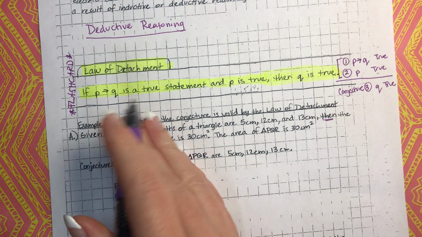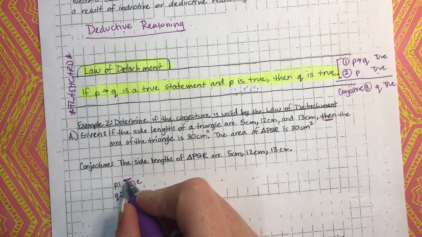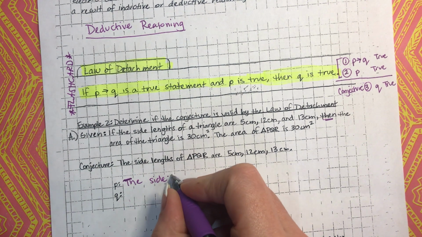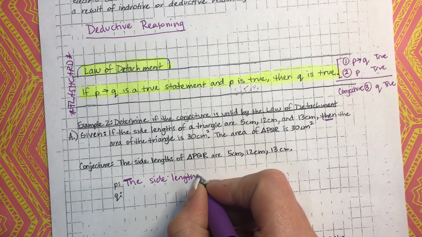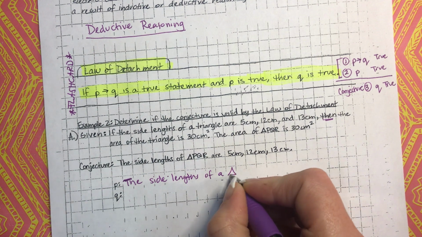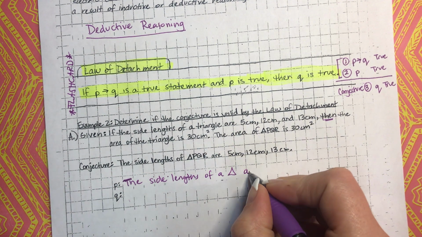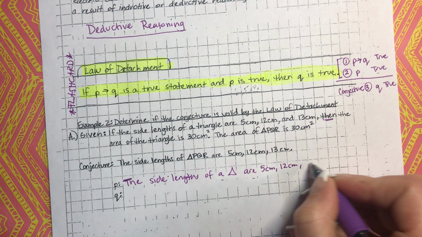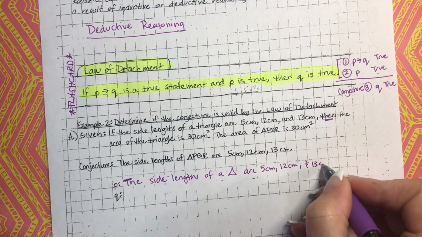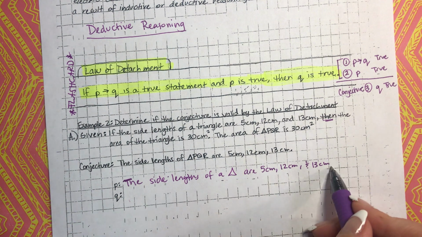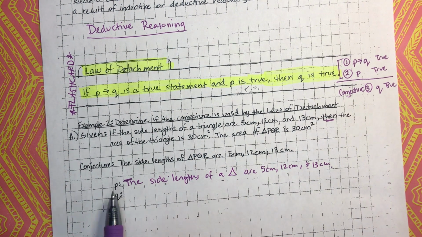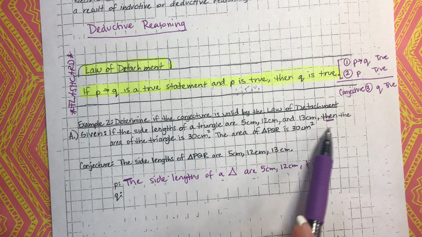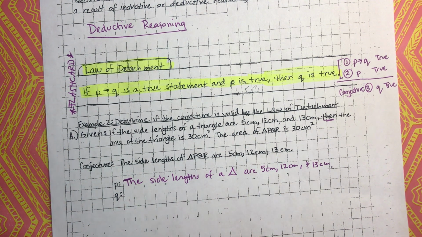Okay, that's just a key word to let you know that it is the hypothesis. So the side lengths of a triangle are 5 centimeters, 12 centimeters, and 13 centimeters. So if you're doing a test or a quiz, you're going to have to define your P and define your Q, okay? Then the area of the triangle is 30 centimeters squared.